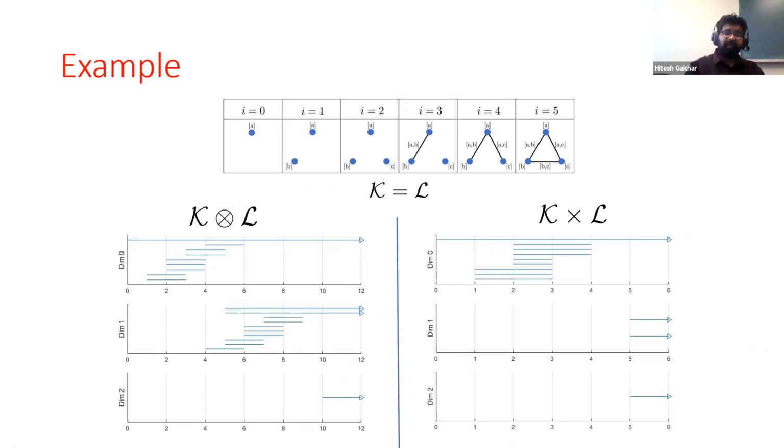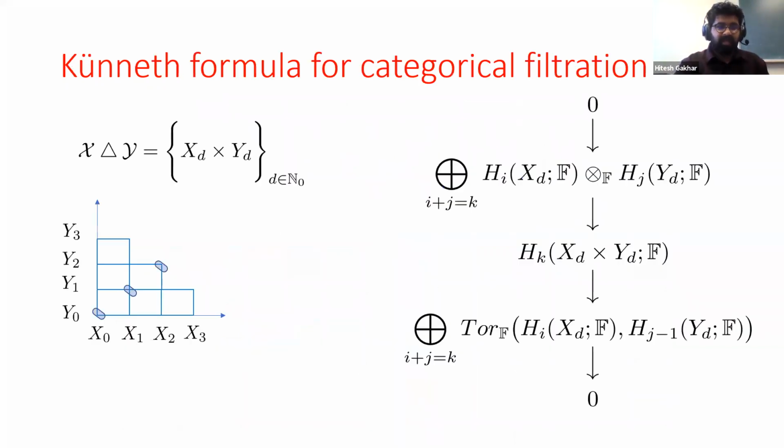We do see that the tensor product filtration comes with a lot of shorter bars, at least in dimension one. But the categorical product only comes with the two main bars that you would expect in a torus. Okay, now let's talk about the results.